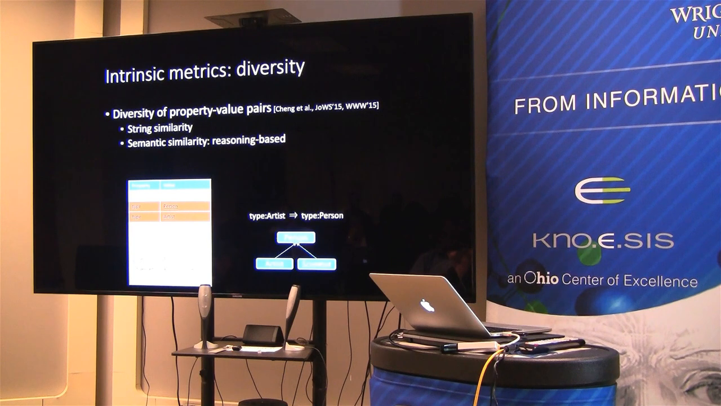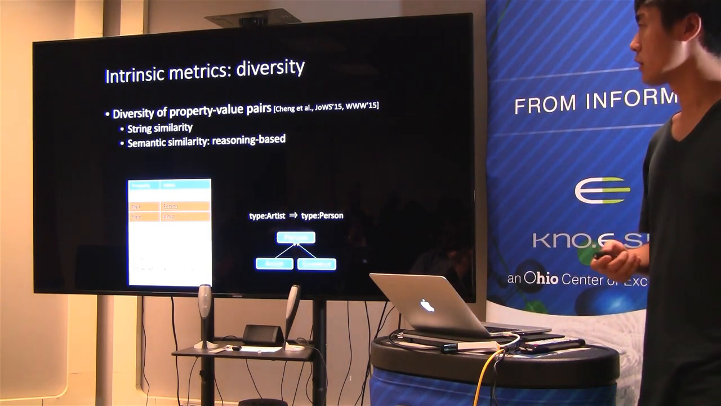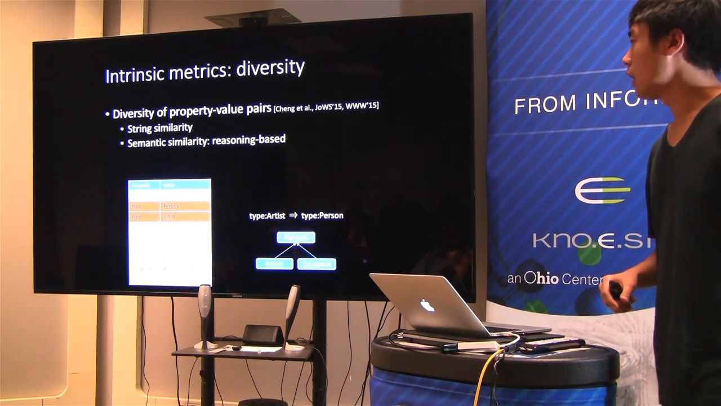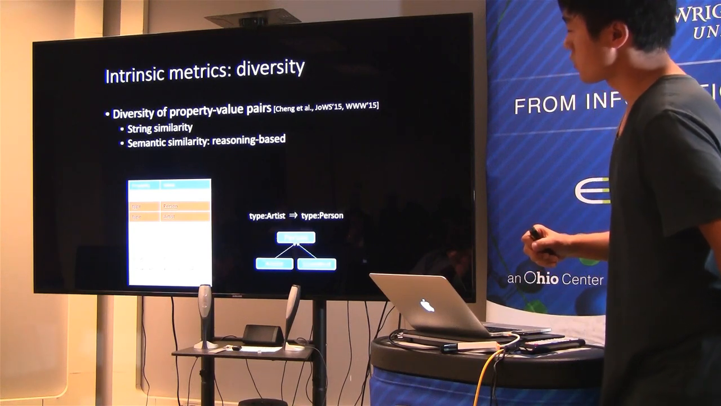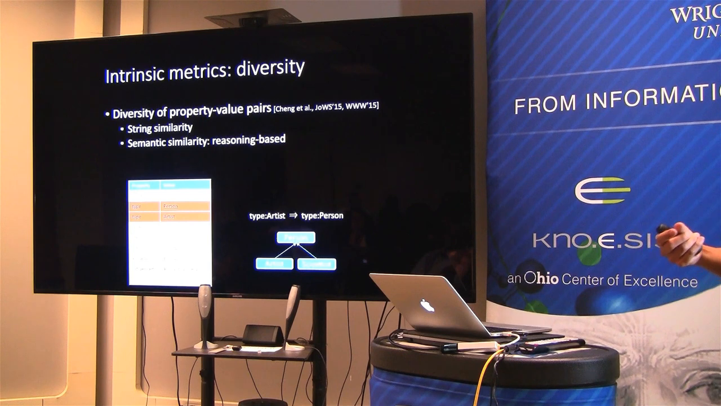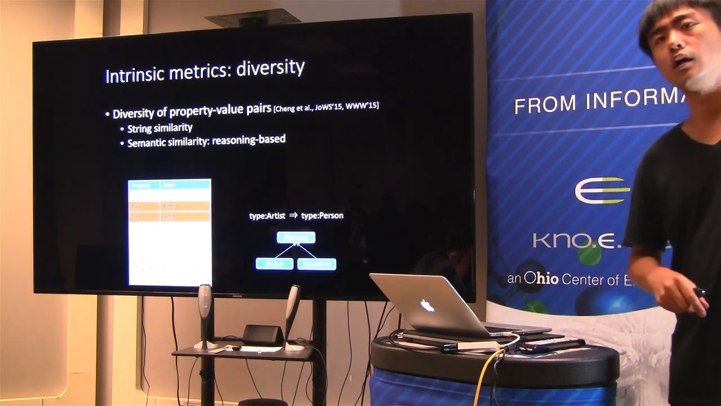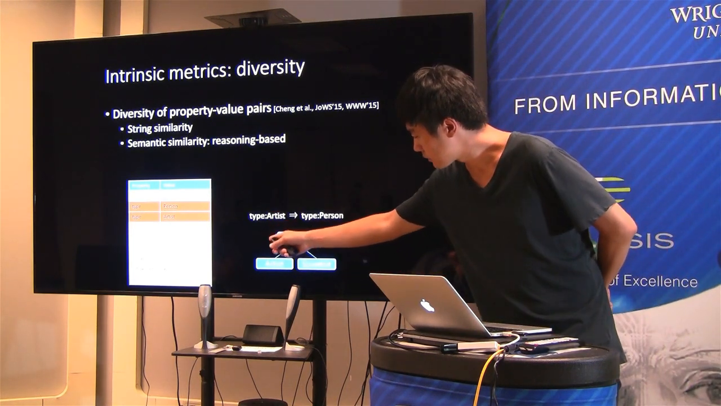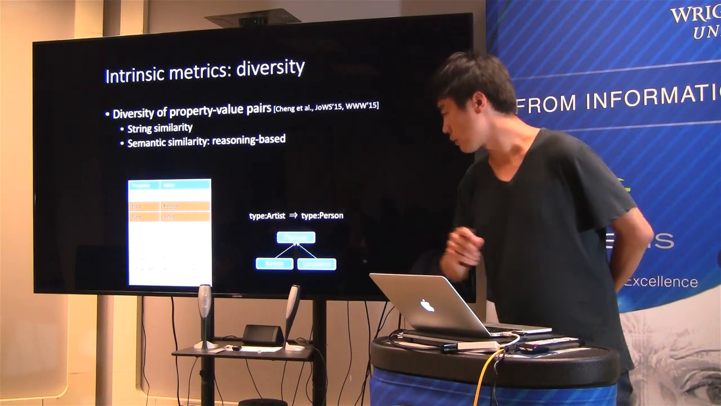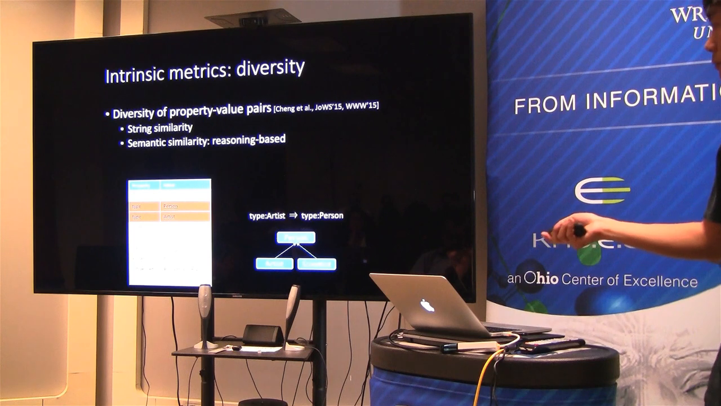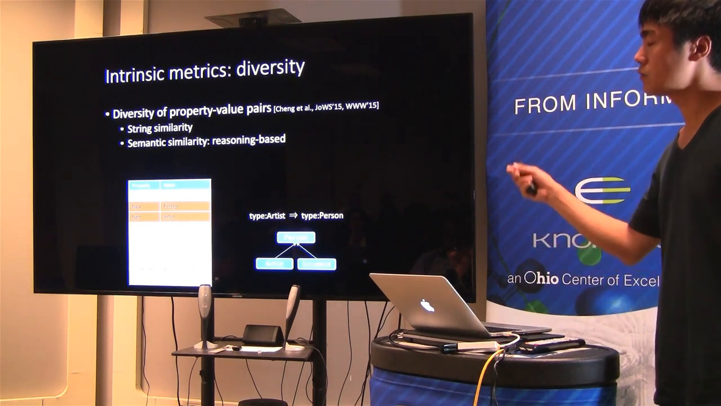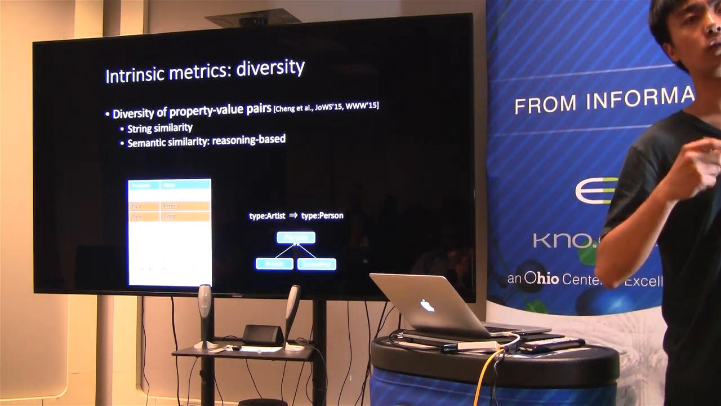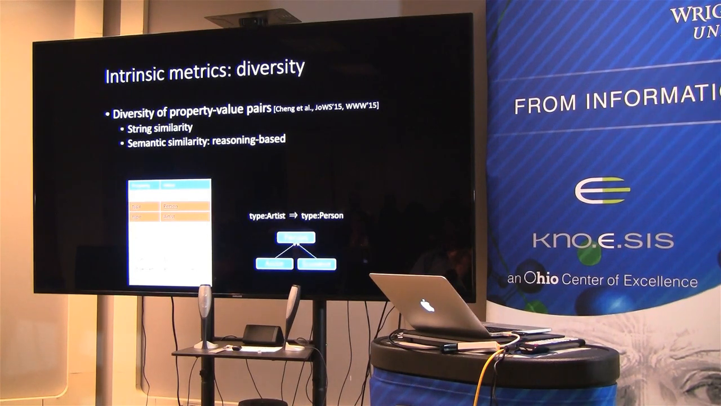We can also use some more sophisticated metrics for computing the similarity between two property value pairs in order to diversify a summary. In our recent work last year, we tried to compute some string similarity between property value pairs and also some semantic similarity based on a reasoning engine. So for instance, by reasoning, if we know some entity has a type artist, we will know that it is also a person. This can be done by a standard reasoning engine. If we can do such inference, we will say that these two property value pairs are redundant, so we will show at most one of them to diversify a summary.